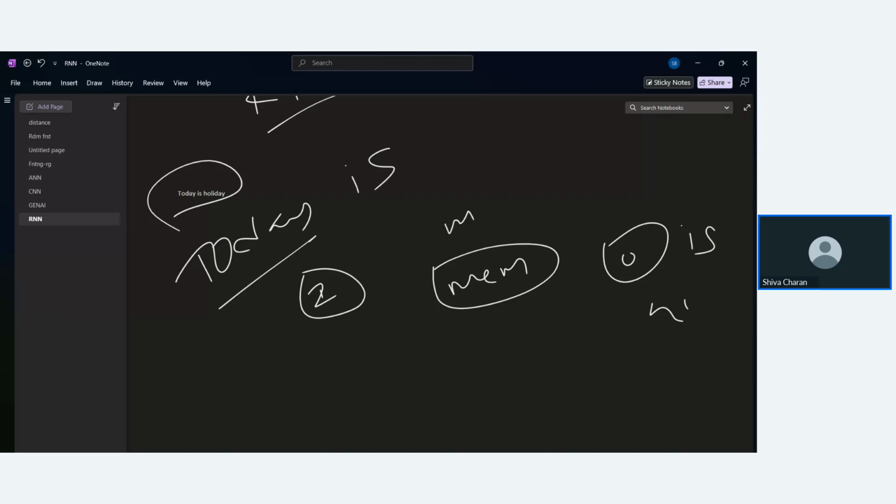Clear, right, everyone? Today is holiday. Input will be "today", prediction will be "is". Again, "is" will go as an input and prediction will be "holiday".